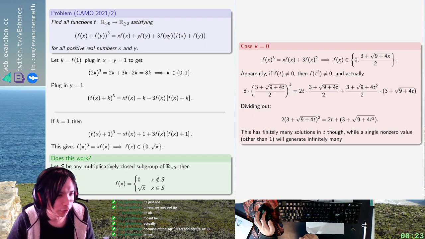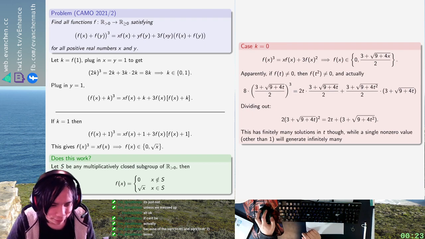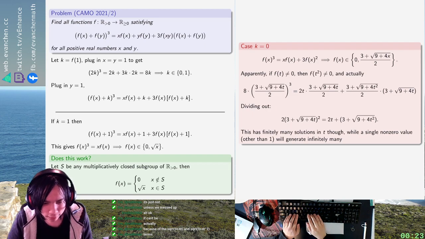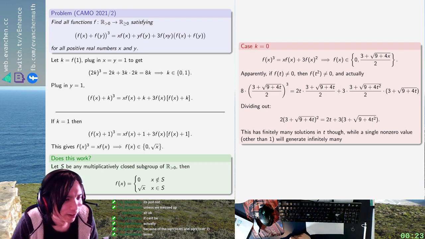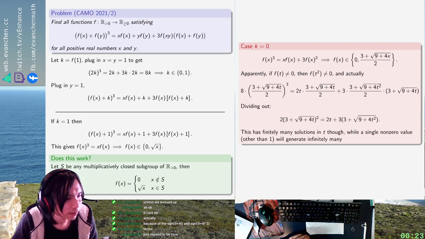Oh, no, I forgot the factor of 3. Jesus, I'm doing everything wrong. Holy crap. We're going to bed after this. 3, there's a 3 there. 3 times that thing times that.